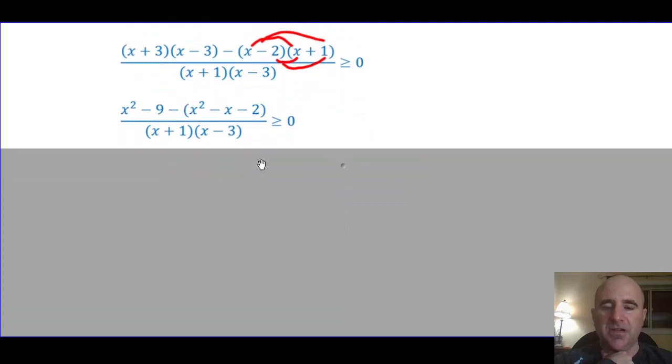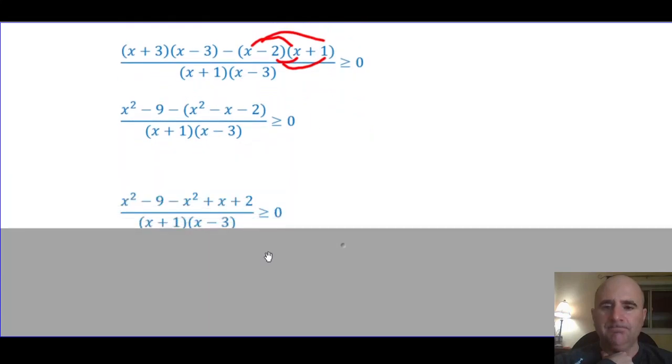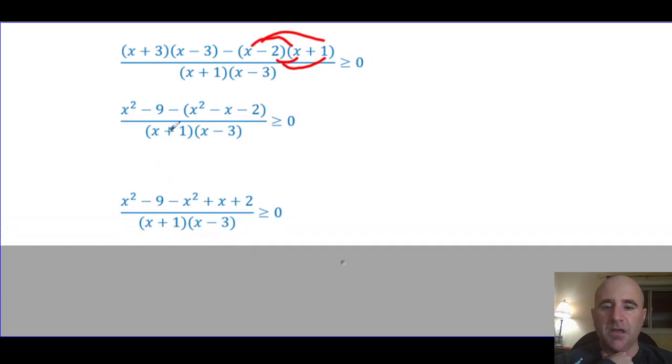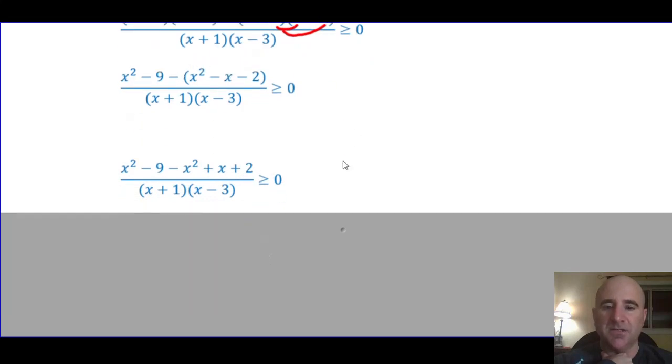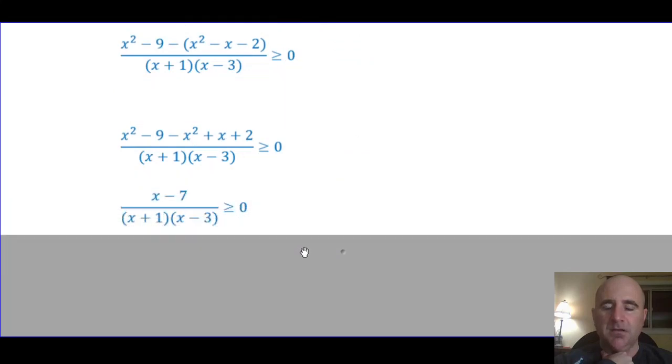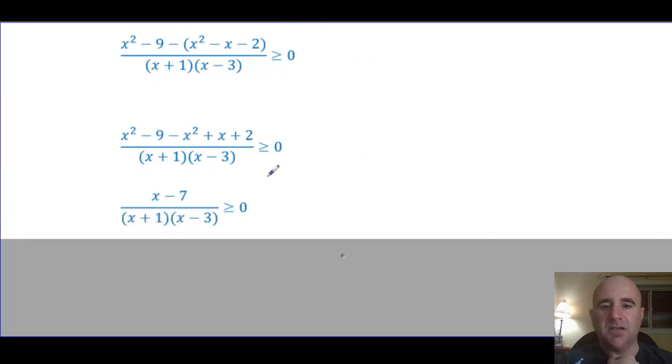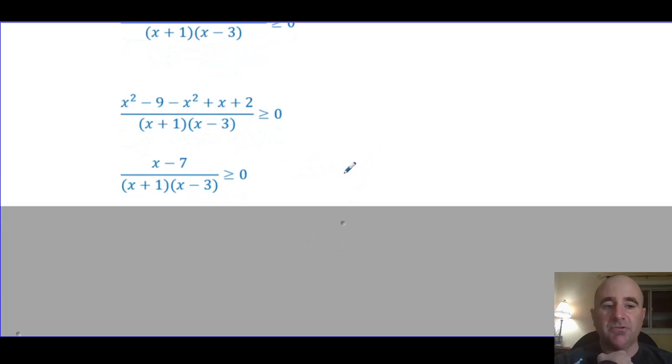Okay, you distribute the negative sign now. And you get x squared minus 9, take away x squared, negative times a negative, positive x, positive 2. Finally, it simplifies to x minus 7 over x plus 1, x minus 3, greater than or equal to 0.